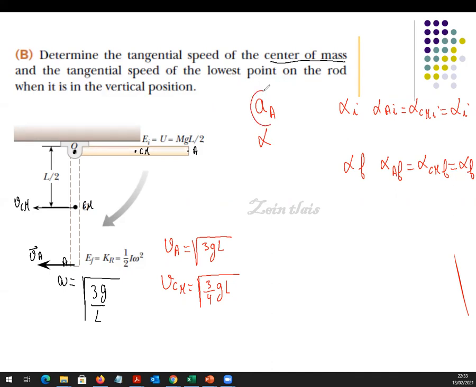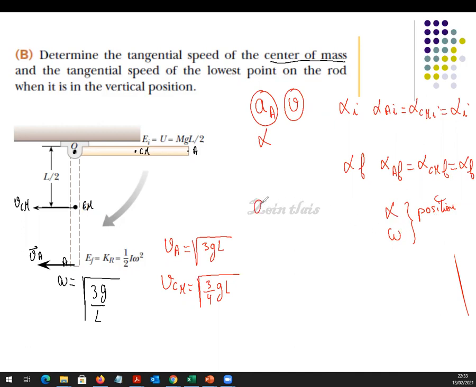But when I say A or V, we have to precise the position and the point. For alpha and omega, I need only to precise the position. For each position, we have alpha and omega. At time t initial, we have alpha initial and omega initial. At time t final, t1, t2, we have alpha 2, omega 2.